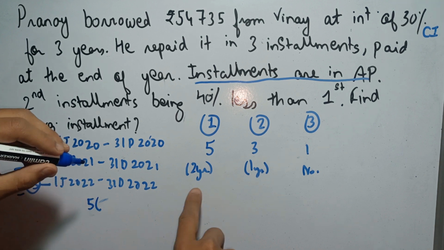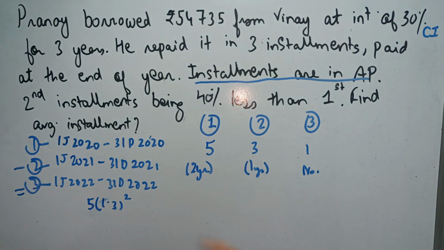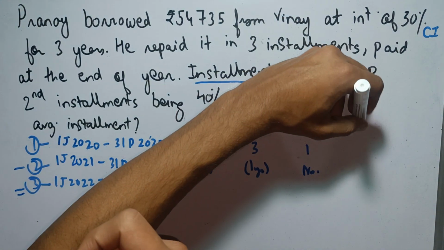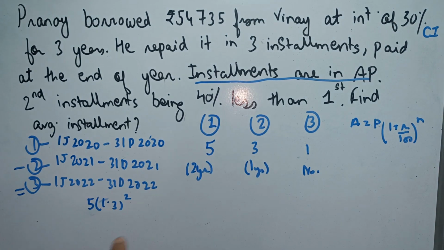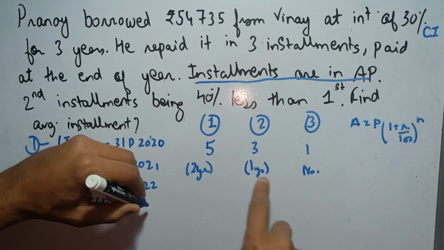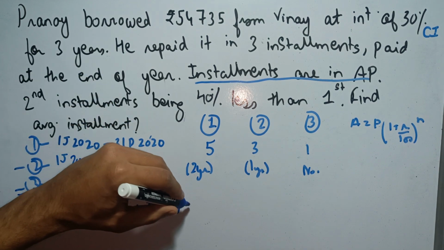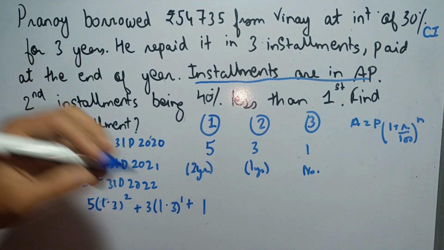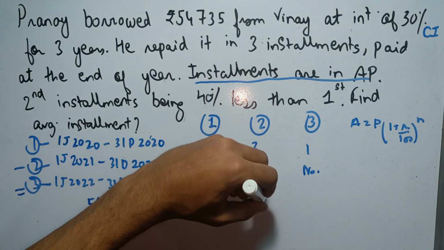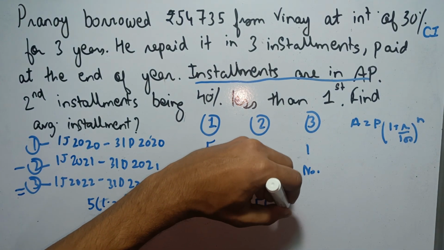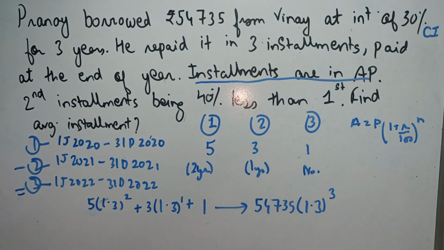So how would we write this? 5 was the first installment, with 2 years of interest, and it was compounded, so we can write 1.3 to the power 2. From the formula of compound interest, A is equal to P into 1 plus R upon 100 whole to the power n. Plus the second installment was 3 and the rate of interest was again 30% for 1 year, plus the last installment was 1 with no interest. According to the question, the amount was 54735, and 3 years of interest would give us 1.3 cubed.